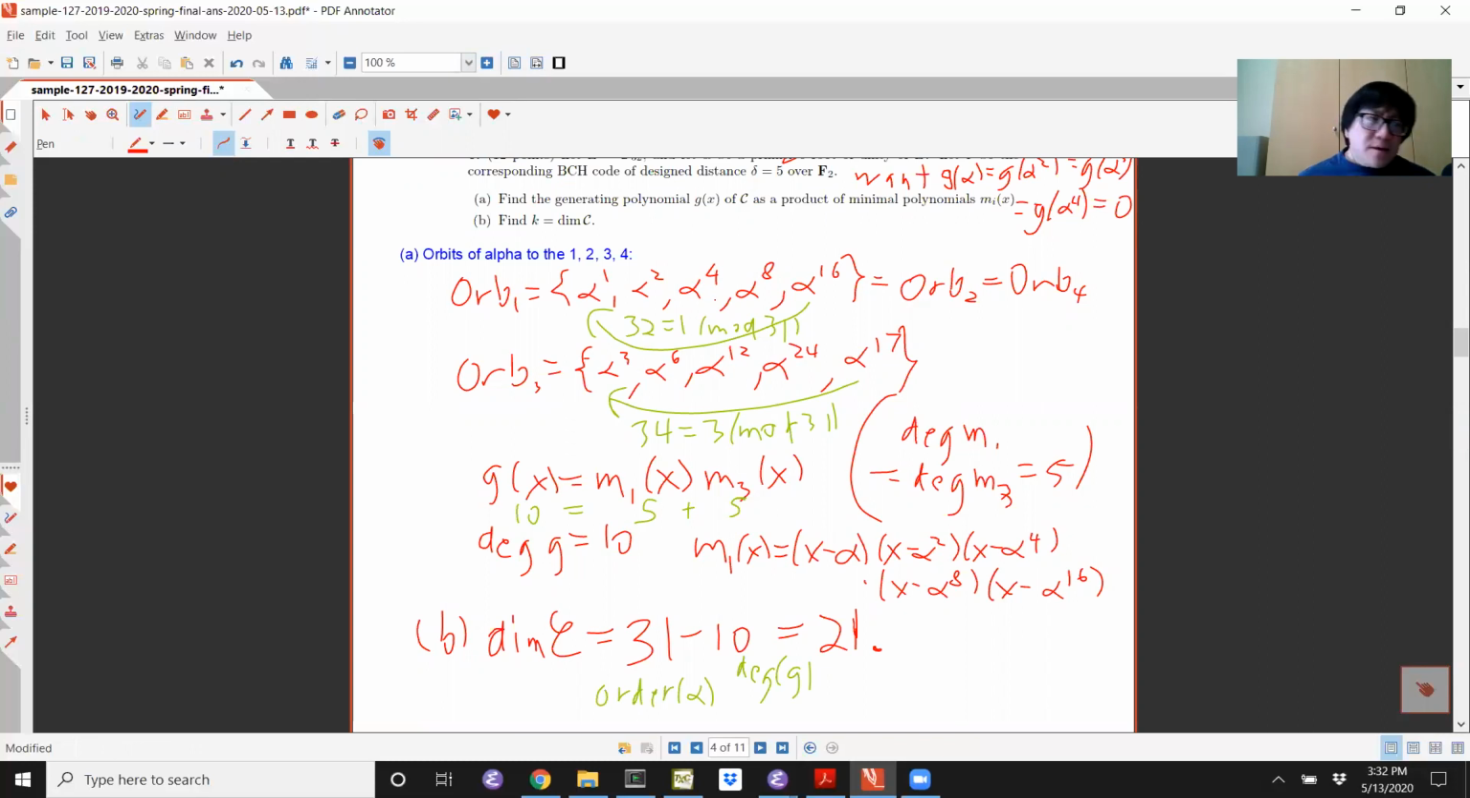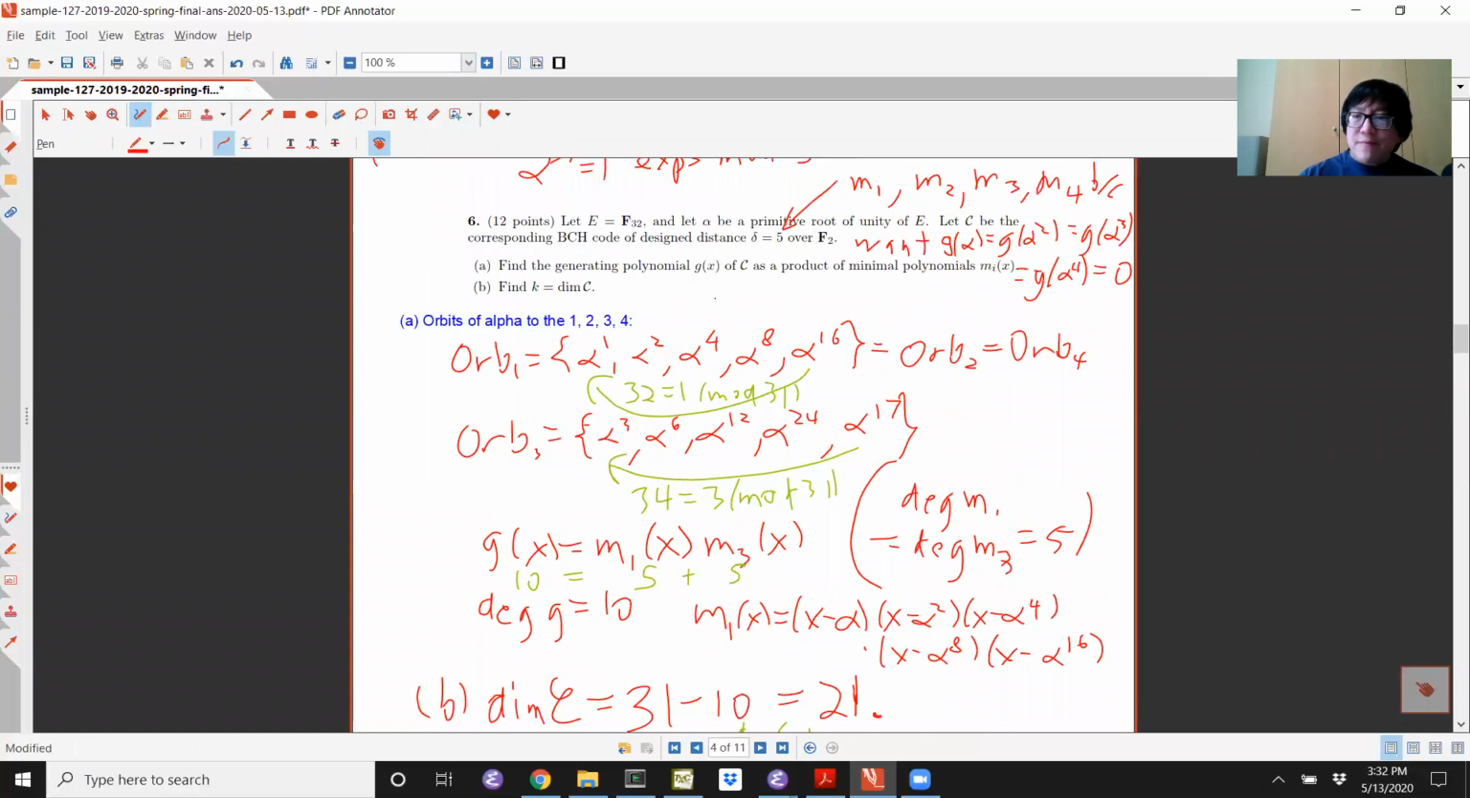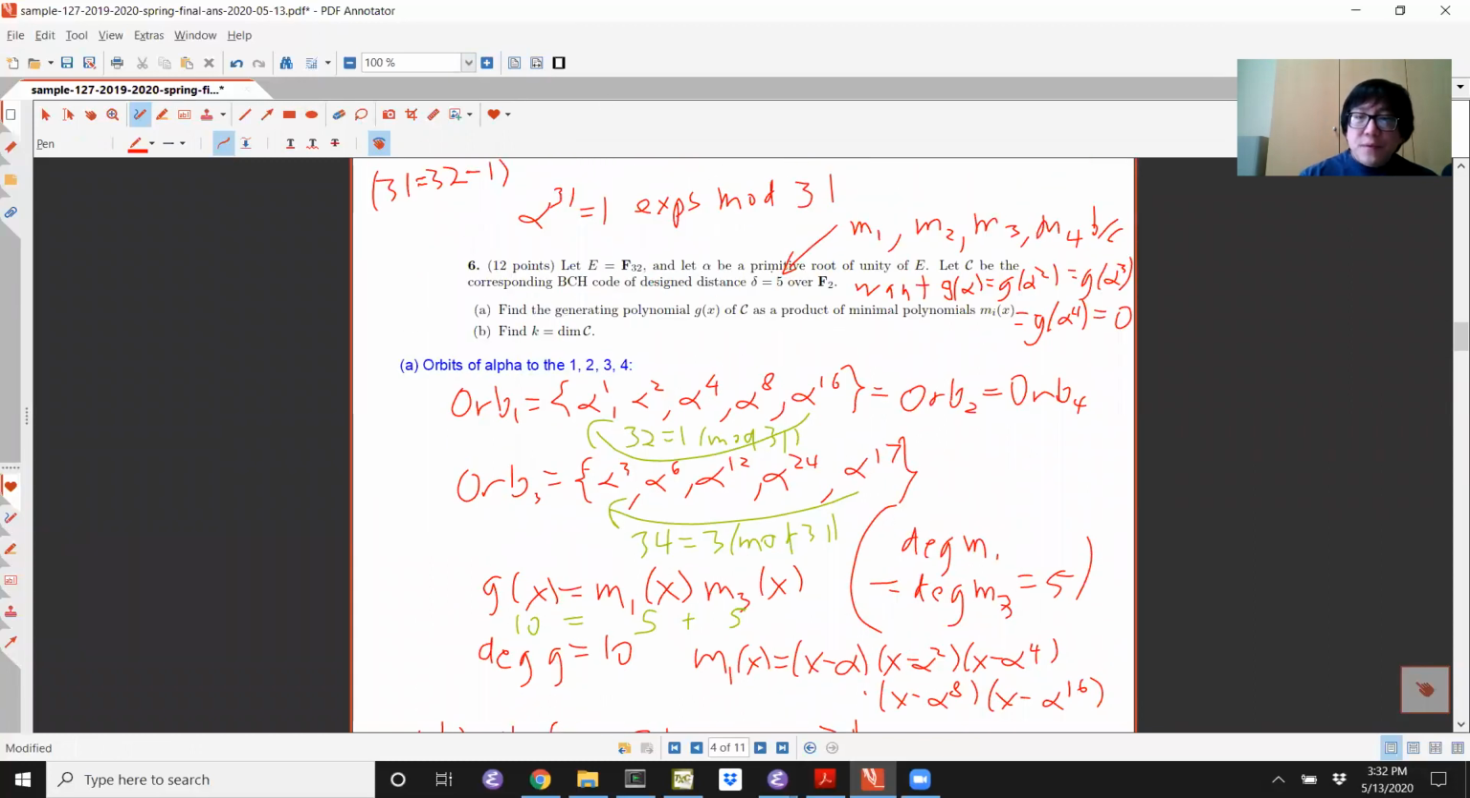What do you mean by the minimum distance again? Delta was 5. Right, so remember, delta is 5. And that's why we wanted the minimal polynomials 1 through 4. But really, the minimal polynomials 1, 2, and 4 are all the same. So we really just need minimal polynomial 1 and 3.